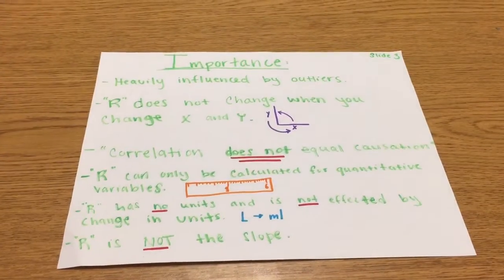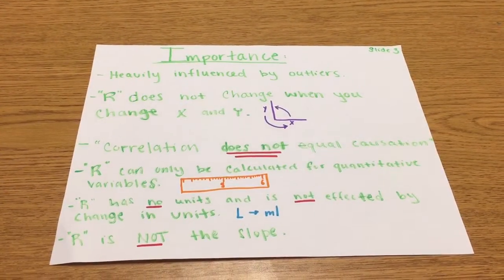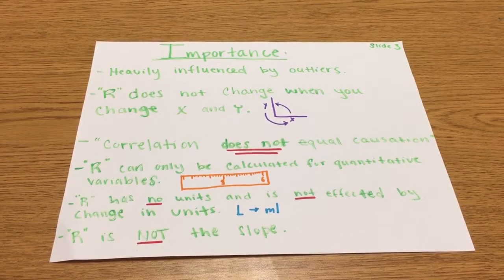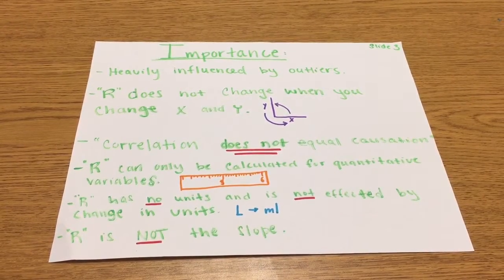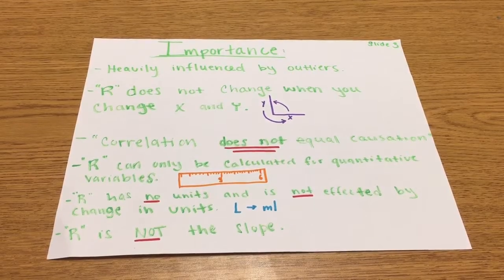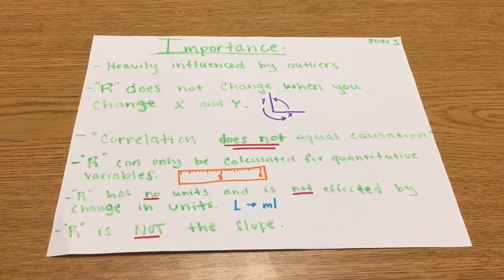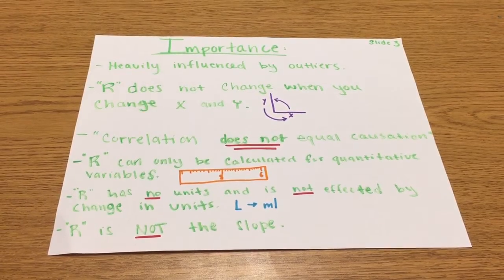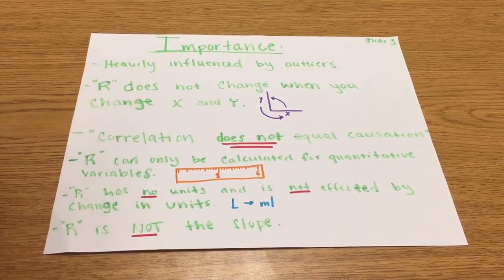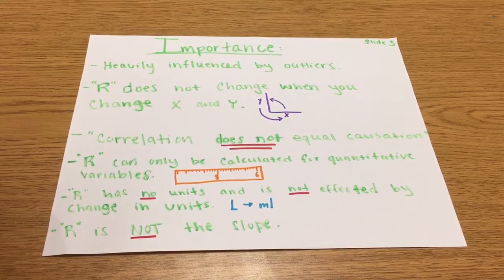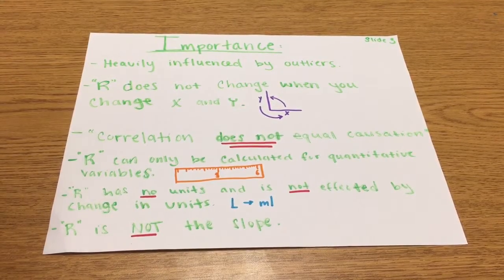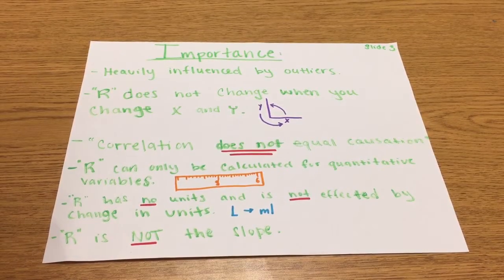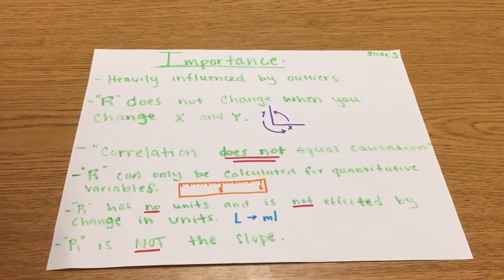There are several important things to remember about R. First, R is heavily influenced by outliers. Second, R does not change when you change x and y axes. Third, R can only be calculated for quantitative variables. Quantitative variables are variables that can be measured. Fourth, R has no units associated with it and is not affected by change in units. For instance, going from liters to milliliters has no impact on R. Fifth, R is not the slope. And the most important thing to remember when talking about correlation is that correlation does not equal causation.